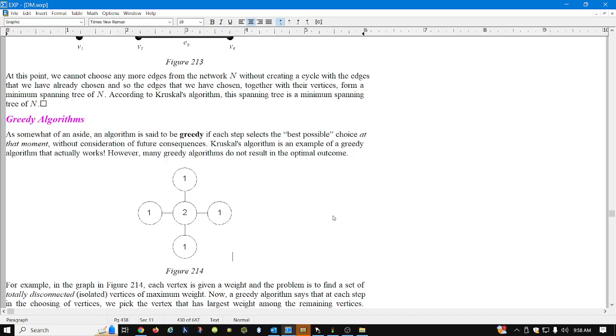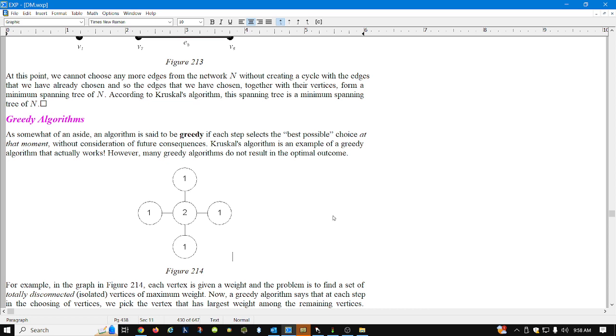Now, I said I would say something about greedy algorithms, so this is a good time. It's a little bit of an aside, but an algorithm is said to be greedy if each step selects the best possible choice at that moment without consideration of future consequences of that choice. And Kruskal's algorithm is an example of a greedy algorithm because at each step we simply find a single edge of smallest weight that doesn't form a cycle.